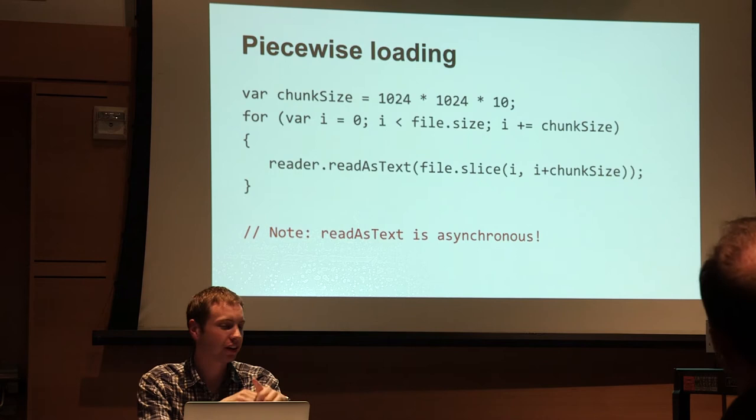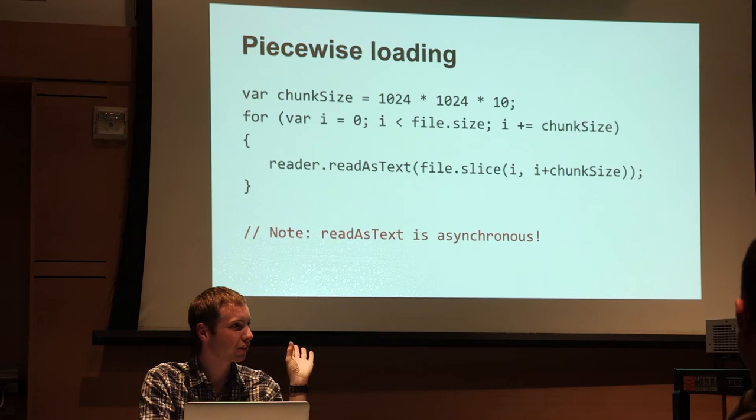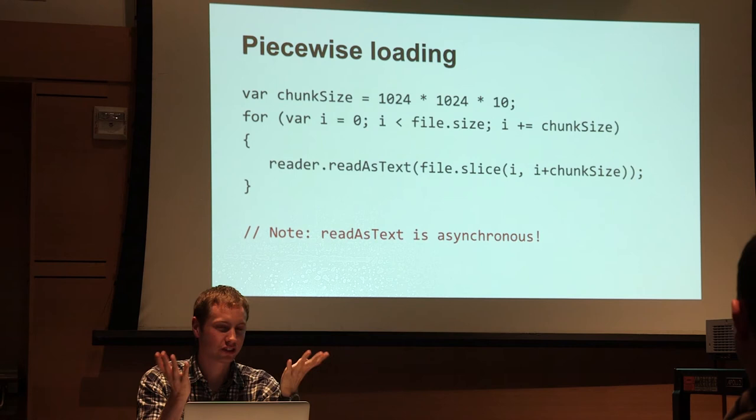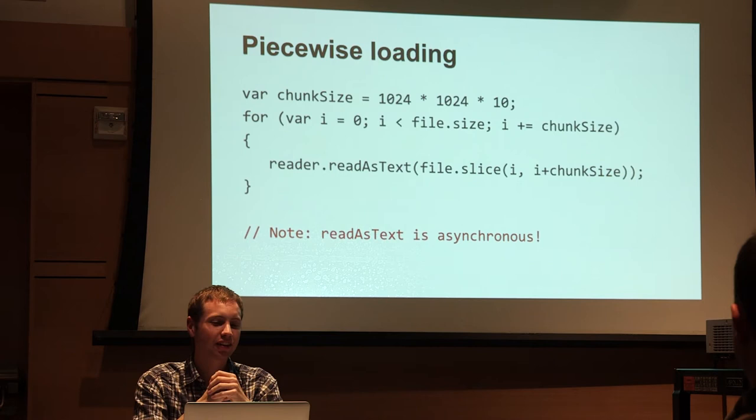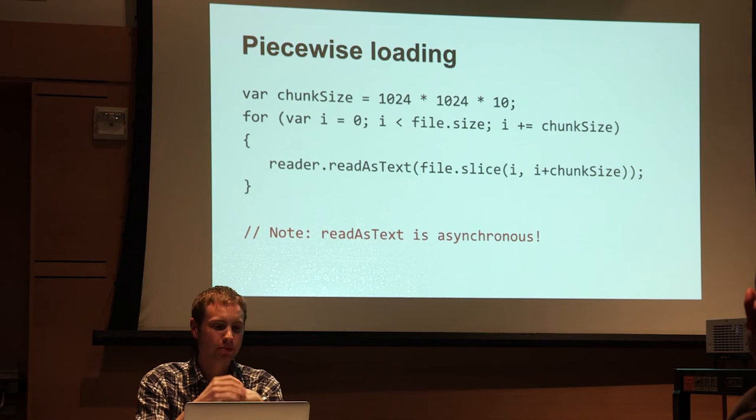Now, just so you know, read as text is asynchronous, so this particular loop I'm only using for illustration. Don't actually do this in your code because the for loop will finish before the first chunk of the file is even finished being read, and so you'll end up loading the whole file at once anyway. So you'll want to utilize callbacks, and after you're done in a callback, then you load the next chunk of the file. But this is the basic idea.